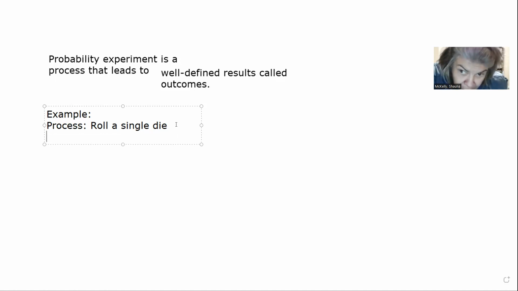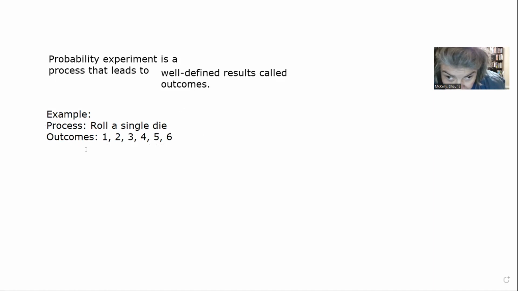Now, the outcomes of that process. If you have a single die, and we're talking about a standard die in the US, the outcomes, provided that it's fair and not loaded, are 1, 2, 3, 4, 5, or 6. I'm sure most of you have engaged in the process of rolling a single die. If you've ever played a board game, you've probably rolled a die of some sort.